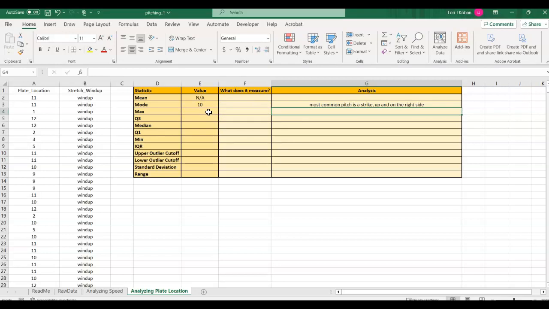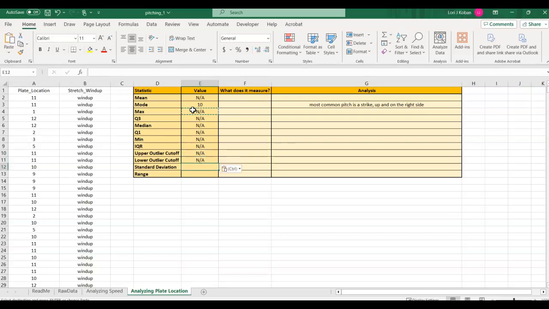What is the maximum? Again, if it was the maximum of the stretch windup, that doesn't make sense. Like, which number is the biggest? Same thing with categorical data. Maximum is not a thing. Minimum is not a thing. We don't have any of these statistics for categorical data.